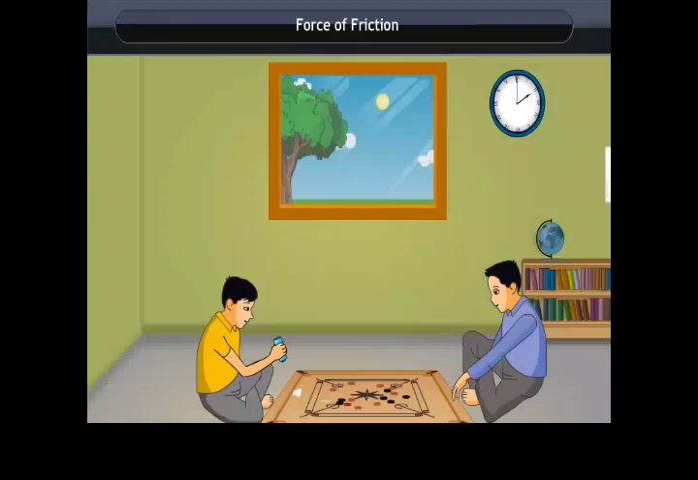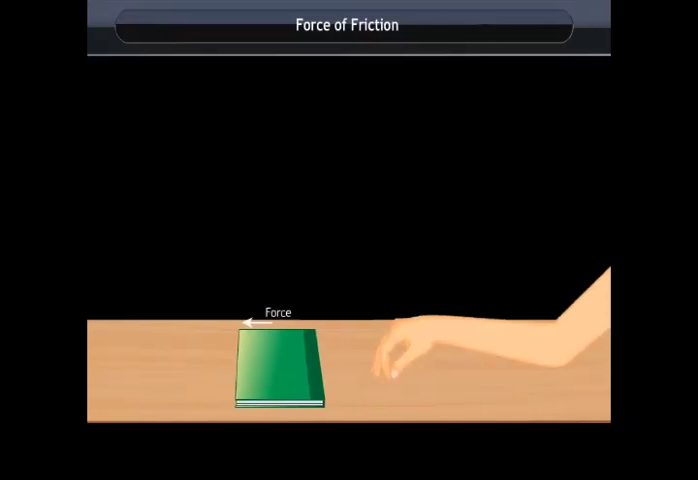Let us understand the nature of friction with the help of an activity. Keep a book on the table. Give it a gentle push. What do you observe? You observe that the book stops after traveling some distance. Possibly some force tried to stop it from the direction opposite to the motion of the book.